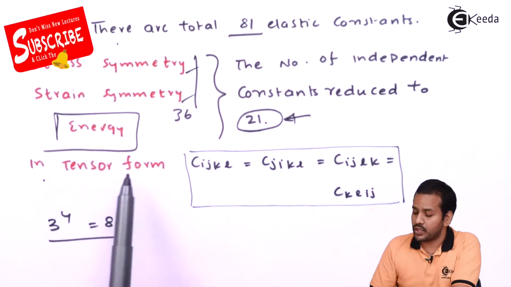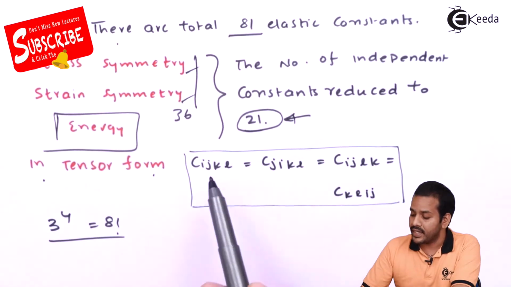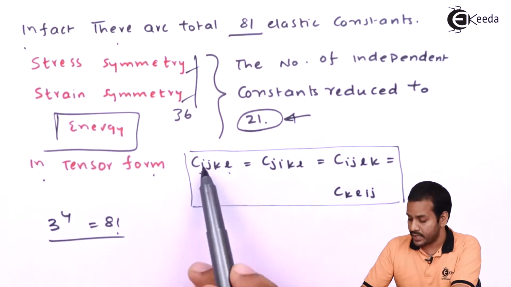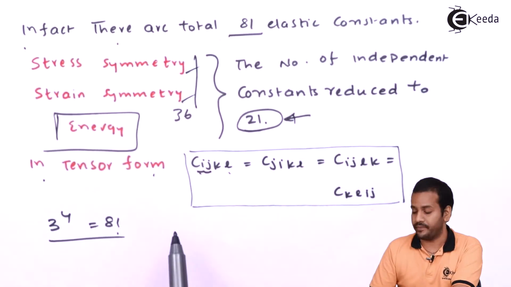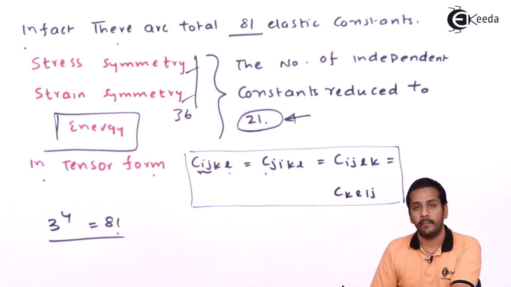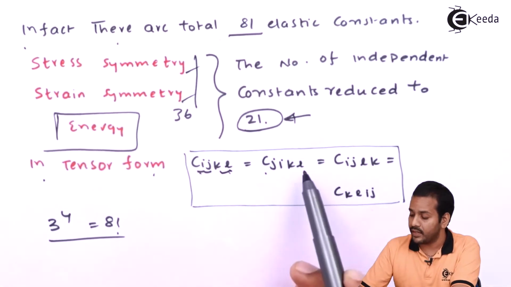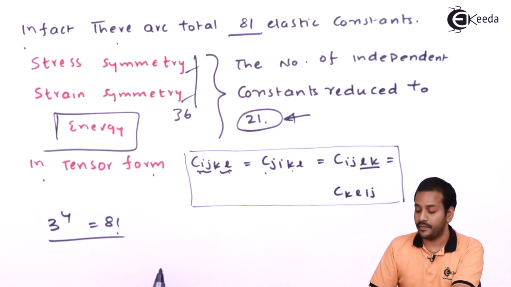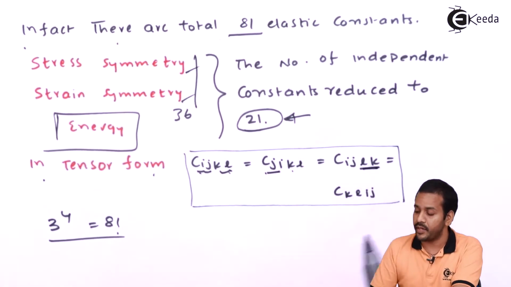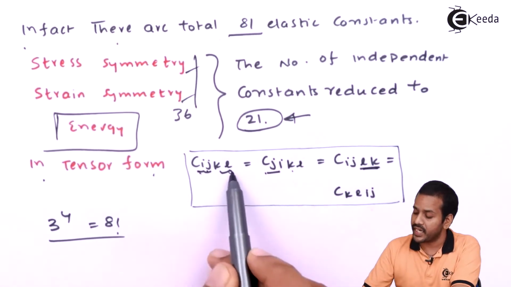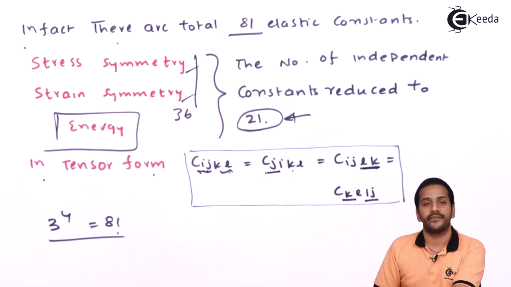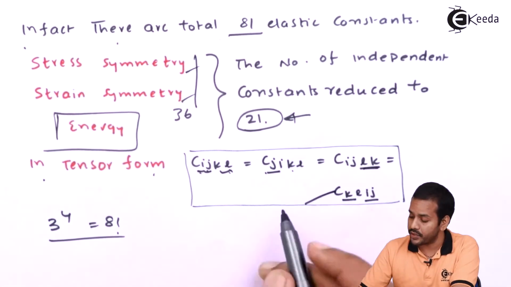So now, in the tensorial form, what I can write is Cijkl is nothing but, because of stress symmetry, that is ij equal to ji, Cjikl, and because of strain symmetry, kl can be represented as lk. This is stress symmetry and strain symmetry, and because of energy, Cijkl can be represented as Cklij. This is called the major symmetry.